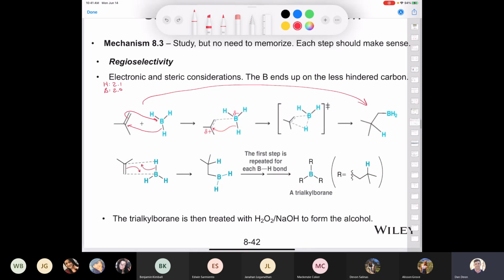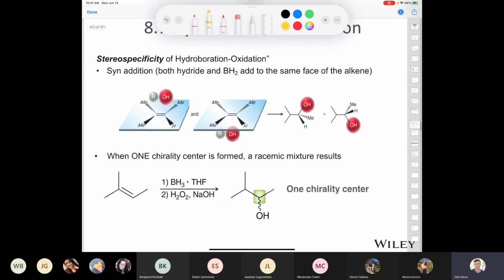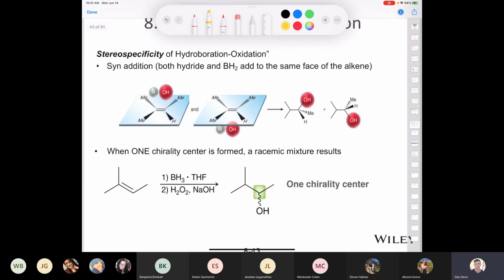But anyhow, what happens is basically the boron is ending up on the less hindered carbon. I'm going to highlight that. The boron ends up on the less hindered carbon, and the boron is what gets converted into the oxygen of the hydroxyl. And so that's why we get anti-Markovnikov addition. Again, in terms of the stereospecificity, the hydrogen and the hydroxyl get added to the same face of the molecule.